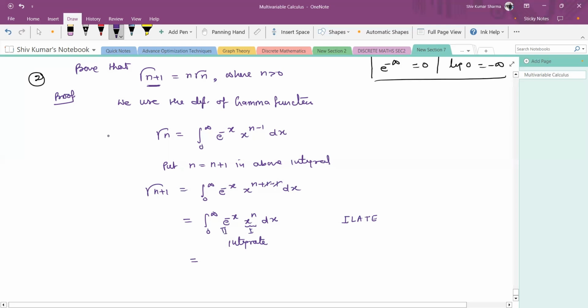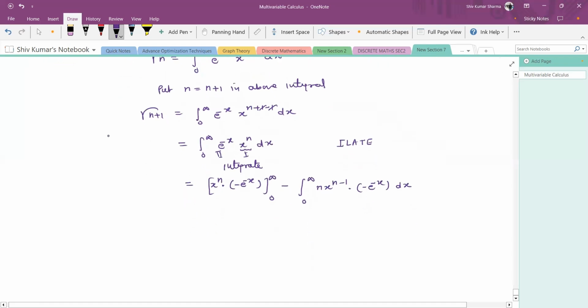Now we write down as first function x raised to the power n, in integration of second. The integral of the second function is minus e raised to the power minus x, and apply the limit 0 to infinity, minus sign of integration 0 to infinity, differentiation of first, n x raised to the power n minus 1, into integration of second, so minus e raised to the power minus x into dx.